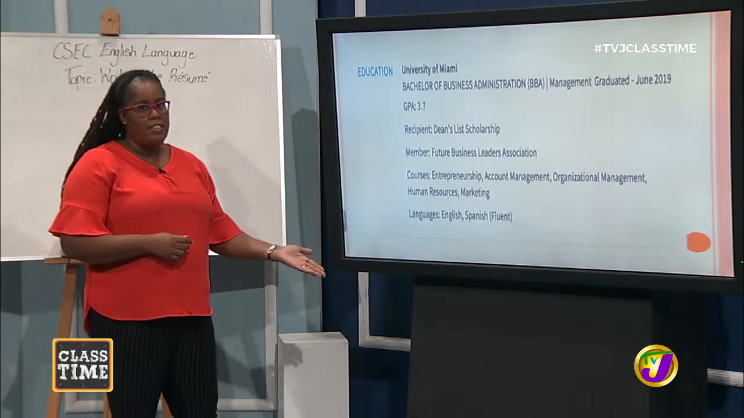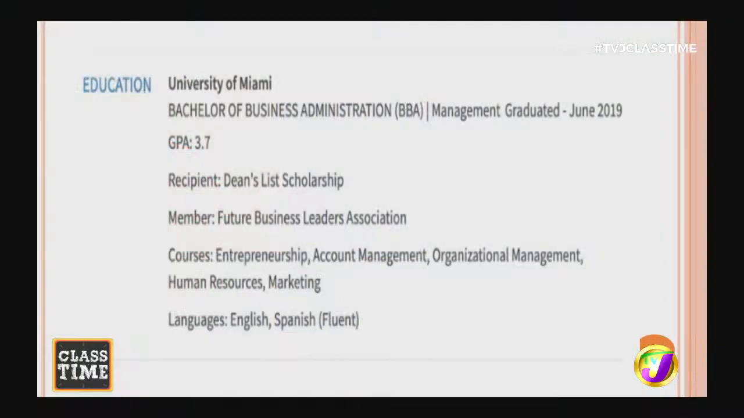All right, and this is an example of how you would structure the education section of your resume. So: University of Miami, Bachelor's of Business Administration, BBA, Management, graduated June 2019, GPA, grade point average, 3.7, recipient, Dean's List Scholarship. See, the person is there selling him or herself, right? Member, Future Business Leaders Association. Courses: entrepreneurship, accounting, management, organizational management, human resources, marketing. Languages: English, Spanish, fluent.